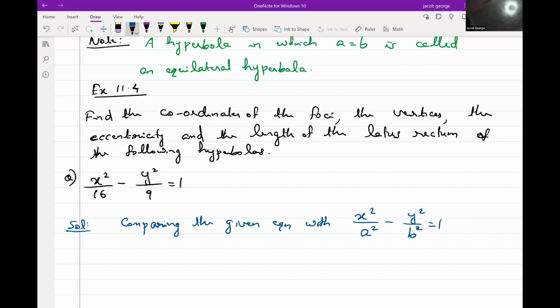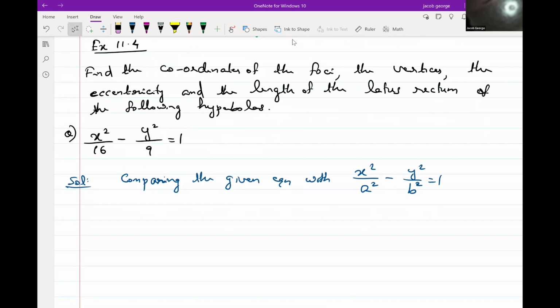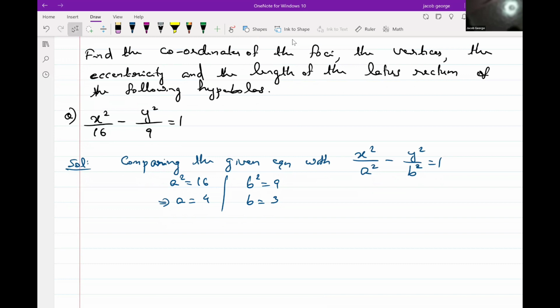We can write a square and b square. A square is equal to 16, so that a is equal to 4. B square is 9. Do not take the negative root because these are all distances. B is equal to 3. Like this, we can write a and b from each standard equation. Next step, you have to find out c square.